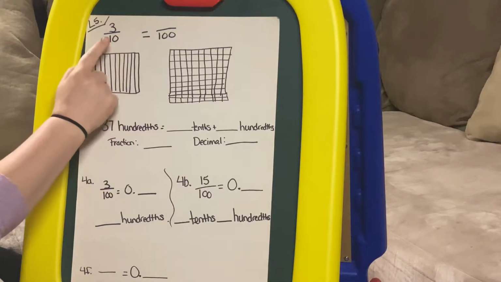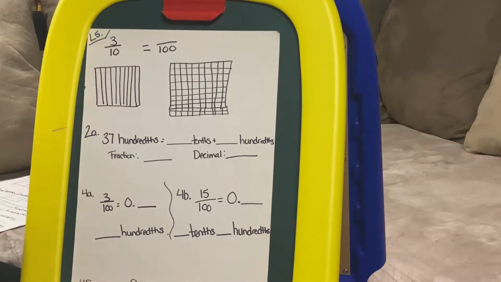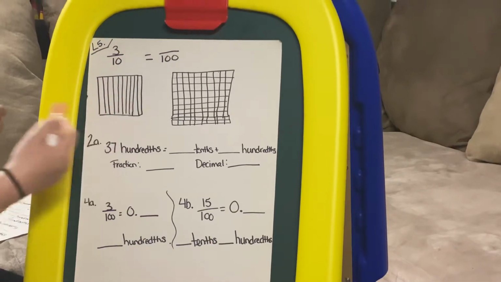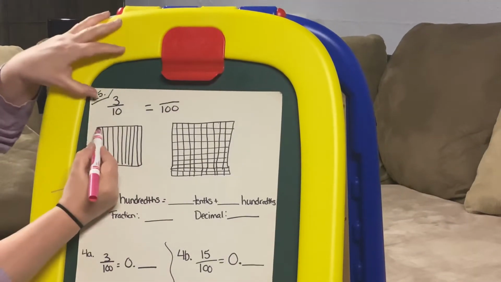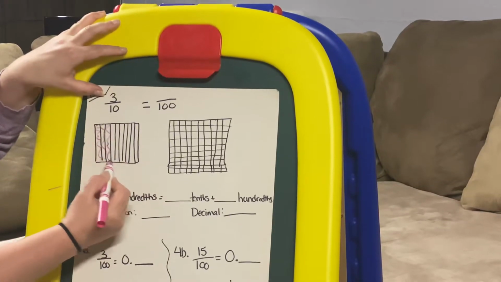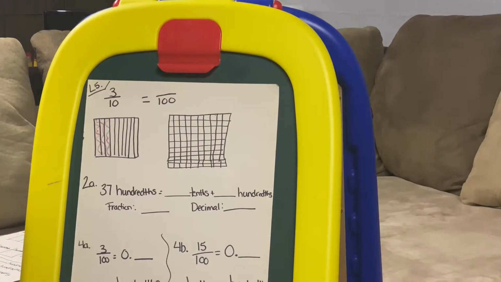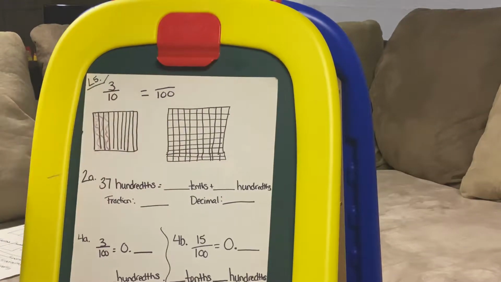So let's take a look right up here for an example. We have 3/10, and they want us to shade this in. All right, not a problem. We have 10 drawn for us, and we know that we're going to shade 3. Not a problem. We can handle that. But now we need to change it so that we can get to the hundredths place.